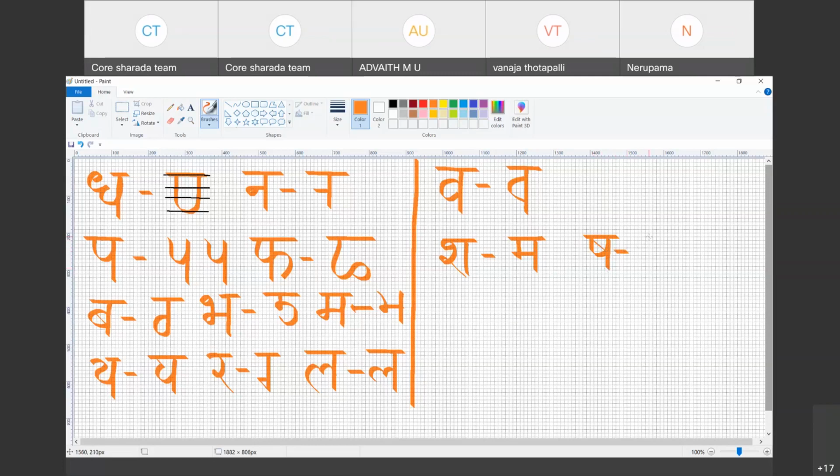Here also we'll have the same curve like how we have in Sh, Per. Or you can just simply draw it like this. No need to draw the curve in the beginning. This is Sh. This line in the middle, it's a horizontal line, straight line, no shirorekha. Sh. Then we have S.